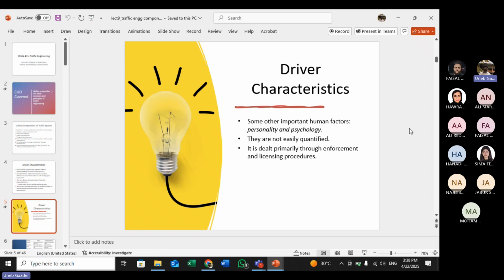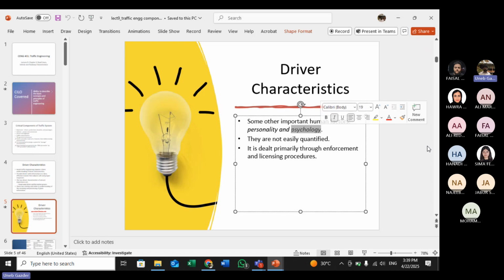Some other characteristics of drivers are also important because they affect his or her driving behavior. These are personality and psychology. Personality means his default characteristics, for example, age, experience, education. These are part of your personality. The other one is psychology. Psychology means your state, your physical and mental state.